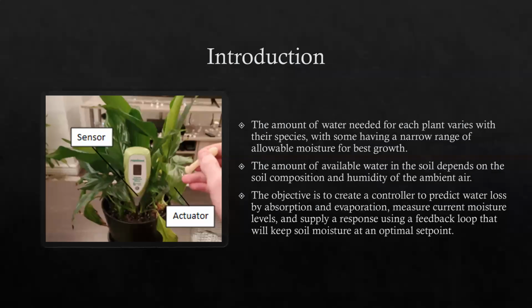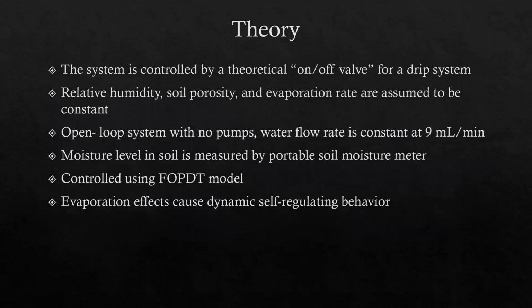So to begin, the introduction: the amount of water needed for each plant varies with their type, and some have a narrow range of allowable moisture for their optimal growth. The amount of available water in the soil depends on the soil composition and the humidity of the ambient air. The objective is to create a controller which predicts water loss by absorption and evaporation, measures current moisture levels, and supplies a response using a feedback loop that will keep the soil moisture at the optimal set point.